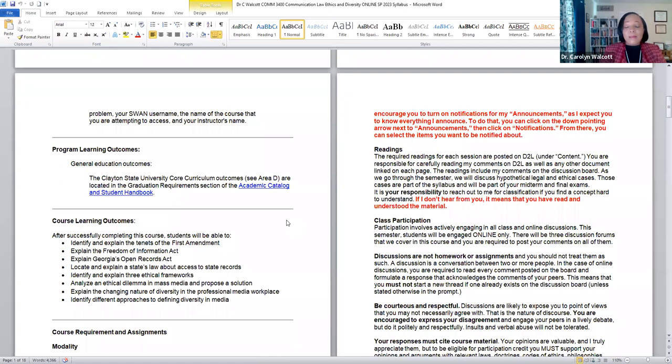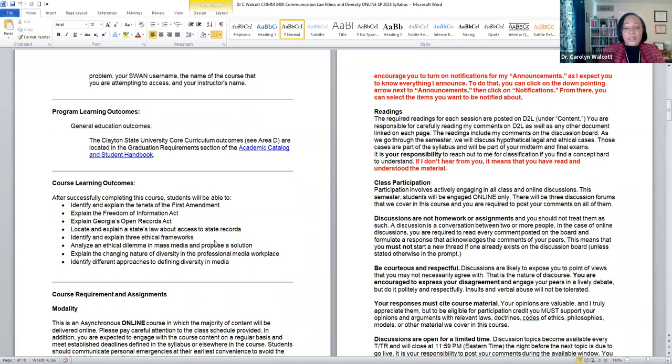Now, the learning outcomes generally: I would expect that at the end of the semester, you all can identify and explain the tenets of the First Amendment. A lot of what you will do in the very first module examines the First Amendment of the US Constitution. Next, explaining the Freedom of Information Act. This is what should be an outcome of your immersion in this course. Then explain Georgia's Open Records Act. Next is the ability to locate and explain a state's law about access to state records.